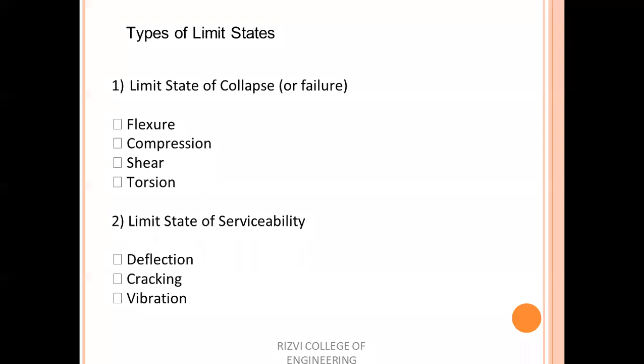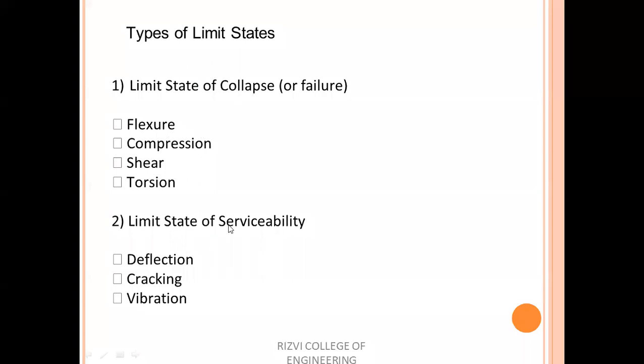On the basis of that, we have classified the limit state of collapse. The structure might collapse either due to failure in flexure, or due to failure in compression, or due to failure in shear, or due to failure in torsion. So basically it is failing due to the loads. And then we have serviceability.